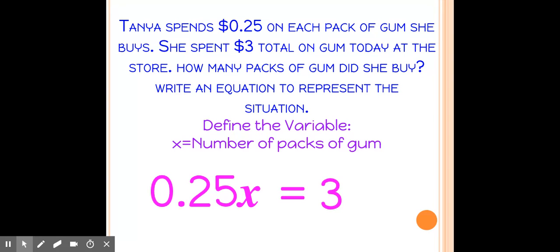25 cents times the number of packs equals the $3 she spent. Now take a minute and solve the equation.